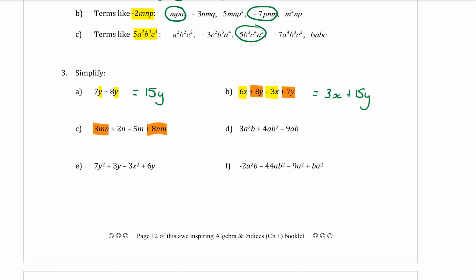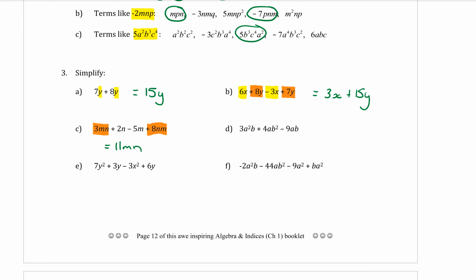So, highlighting that symbol in front, 3 plus 8 is 11. 11mn. Now, normally if you have two that are different, you put them in alphabetical order, and mn is alphabetical order, okay? L, M, N, no P, okay? Mn. It doesn't matter, though, if you call them nm. You wouldn't get it wrong, though, okay?